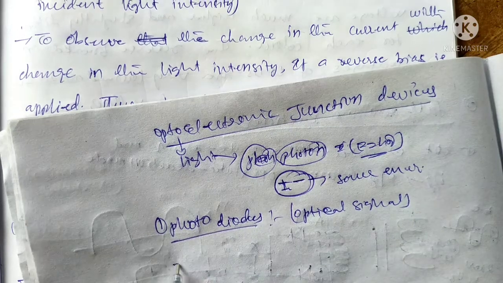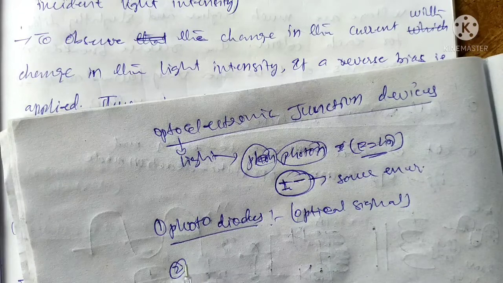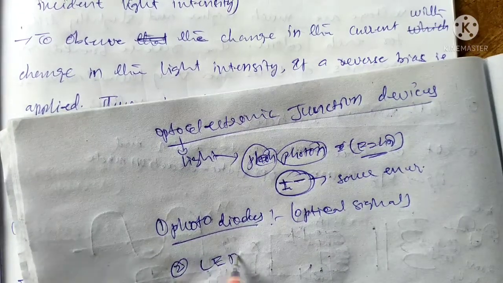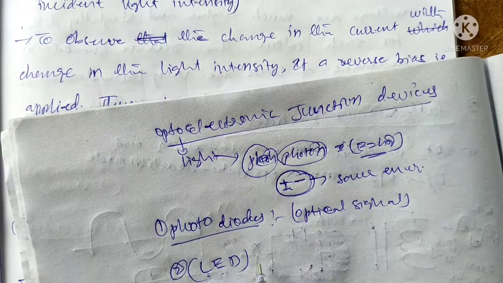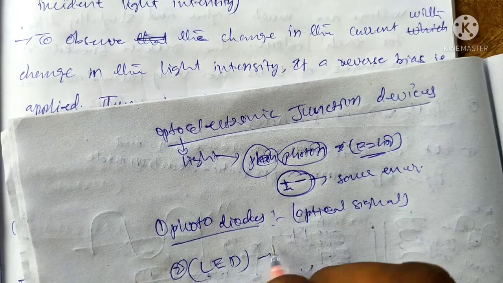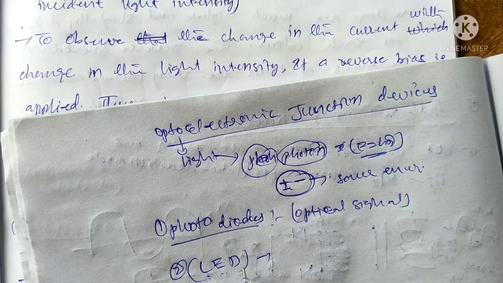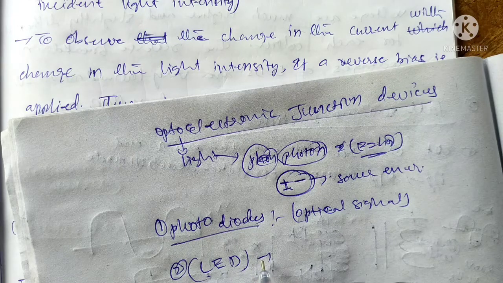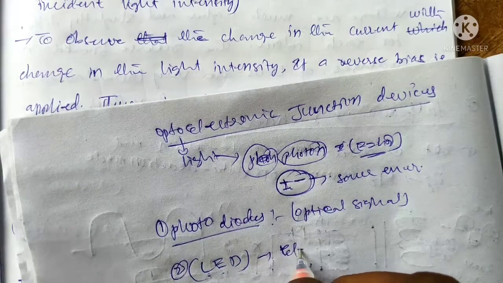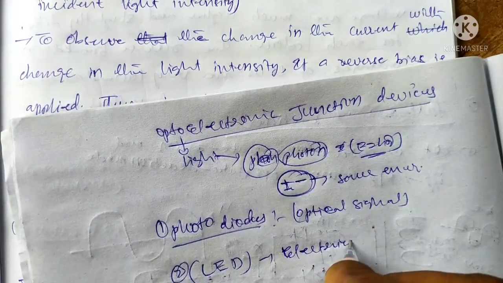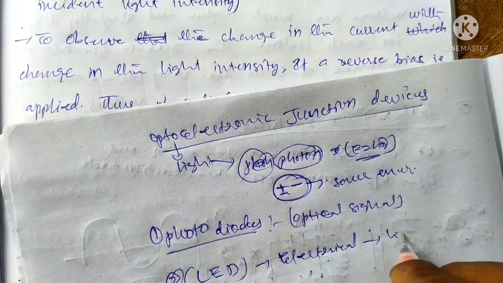Okay, next one is LED. LED means light emitting diode, which is one kind of semiconductor application. Electrical energy is converted into light energy.